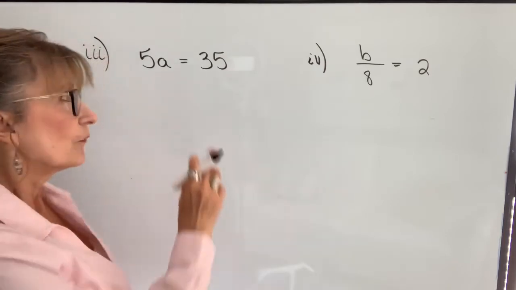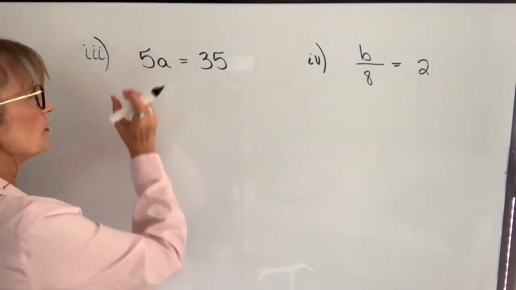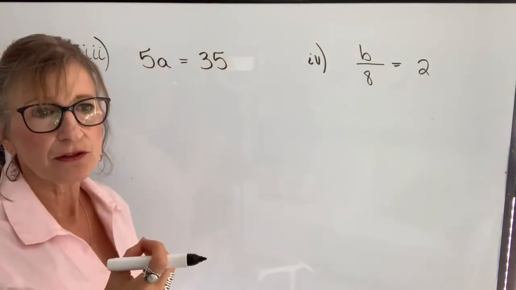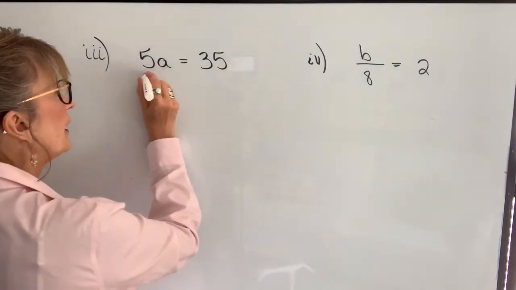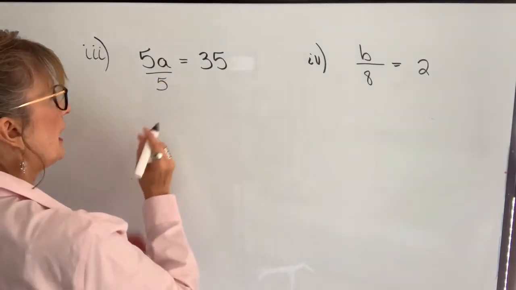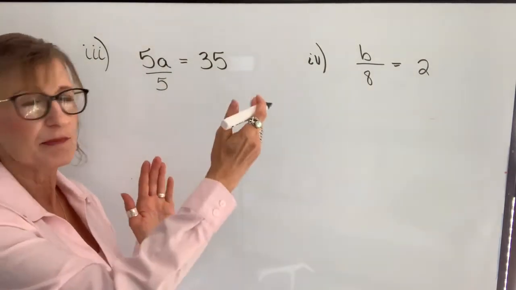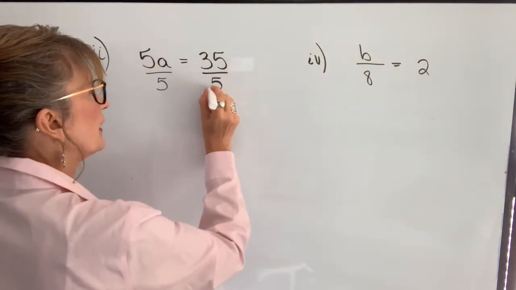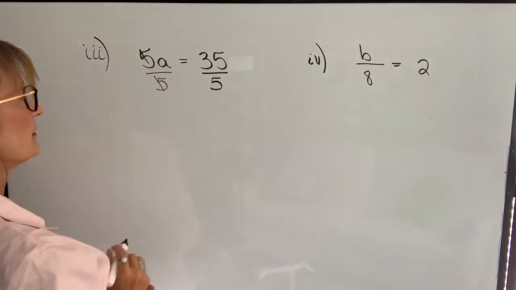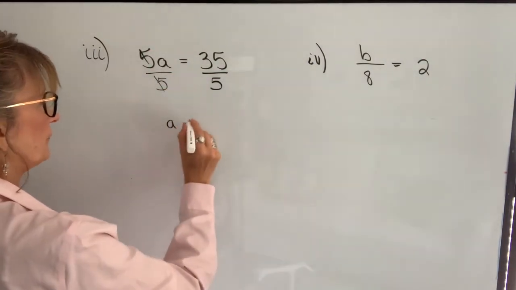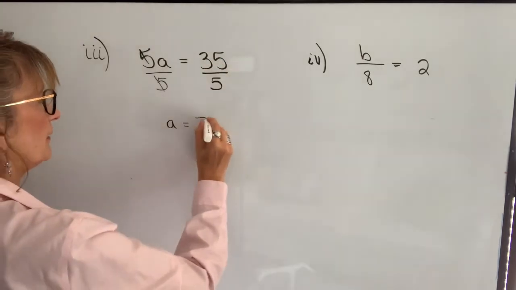So we want a by itself. It's being multiplied to the 5, so the opposite or the inverse of multiplication is division. So I'm going to divide this side by 5, and that's allowed as long as I do the same thing to the other side. So I'm going to divide that side by 5. Now in this case, the 5 will cancel, and I'll be left with a. 35 divided by 5 is 7.